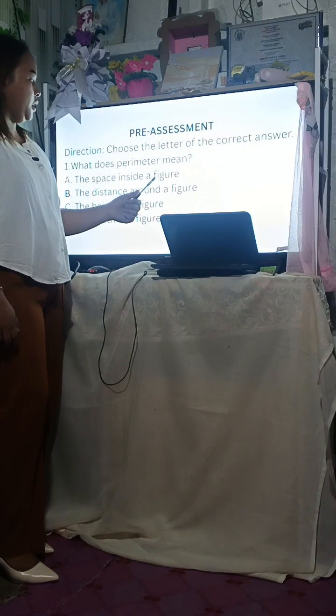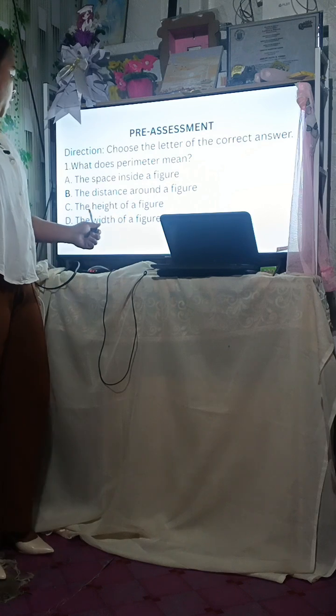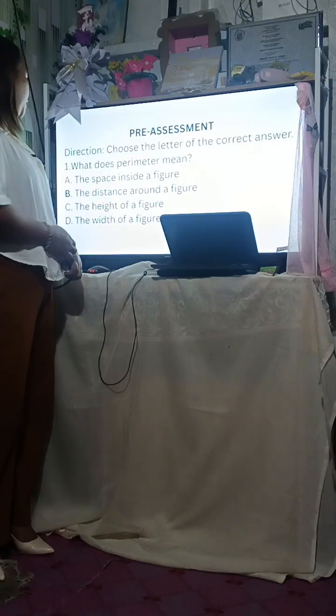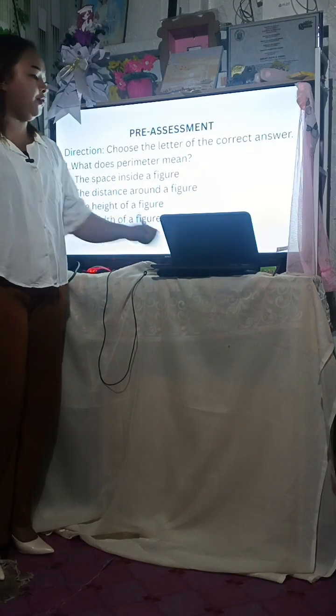A, the space inside the figure. B, the distance around the figure. C, the height of a figure. D, the width of a figure. Okay, very good. The answer is letter B, the distance around a figure.